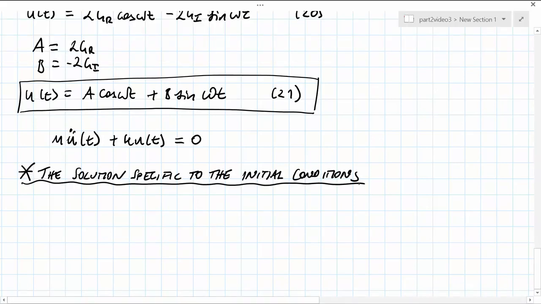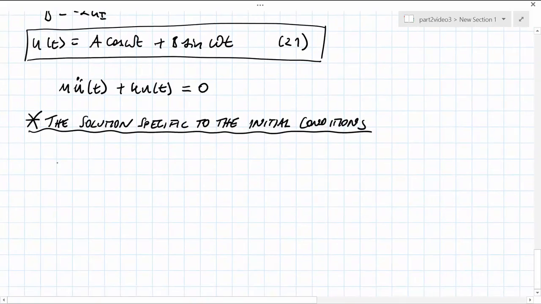To initiate any kind of motion in a free vibration problem, the mass of the system either has to be released from a known non-zero initial displacement or suddenly released from a known initial velocity. A combination of the two is possible. We can use knowledge of these to determine the coefficients A and B in equation 21. The formal statement for these initial conditions is given by u of 0, or the displacement at time 0, and the velocity at time 0.